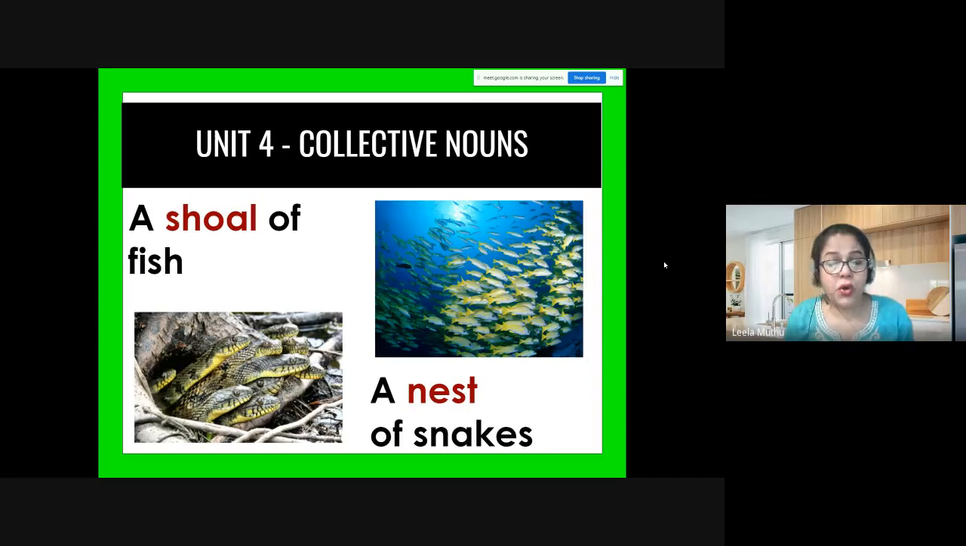Then a shoal of fish, a nest of snakes. Oh, the snakes look kind of scary, all of them peering out of that nest, right?